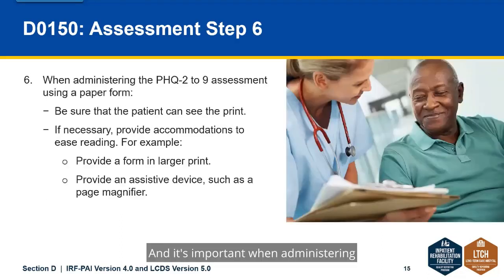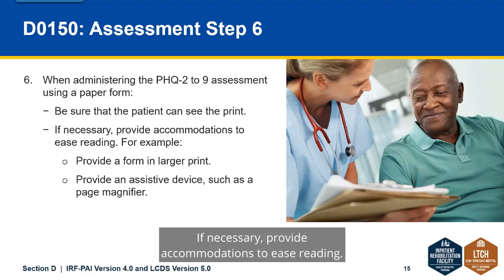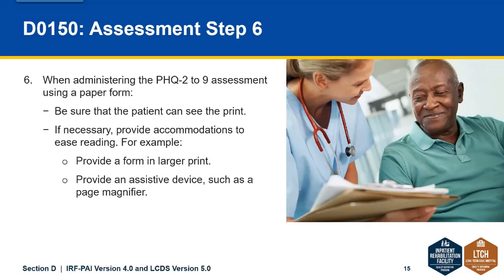And it's important, when administering the PHQ 2 to 9 assessment using a paper form, be sure that the patient can see the print. If necessary, provide accommodations to ease reading. For example, provide the form in a larger print or provide an assistive device such as a page magnifier.